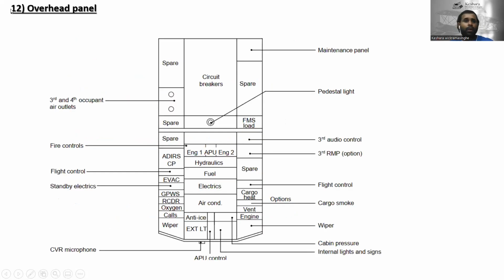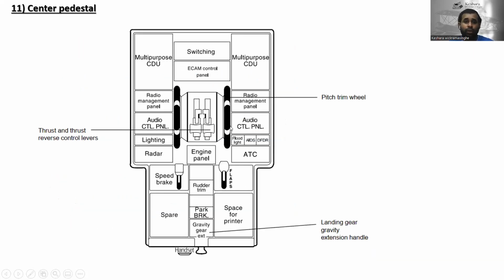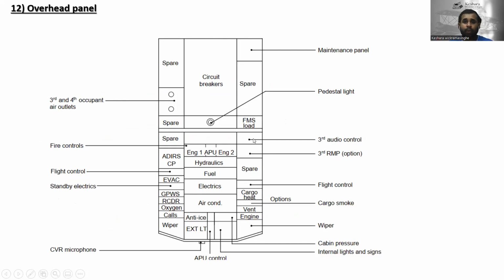All right. Okay, now let's go to the overhead panel. This is the overhead panel. Okay, you can see these are the circuit breakers 49 VU, and this is for the spare, and this is the maintenance panel. Okay, this is used for the maintenance panel. So here is the pedestal light over there, and these are used for the spares and flight management system load. This is the third audio control panel. There are 3 audio control panels. Okay, these are the 2 audio control panels, and this is the third one. And the third radio management panel.